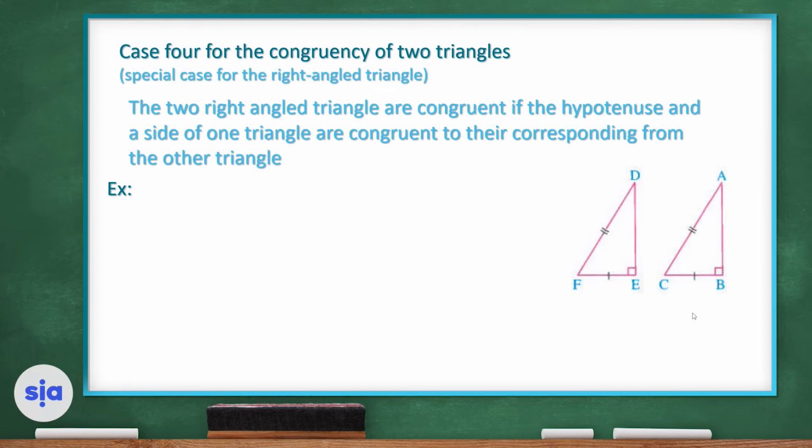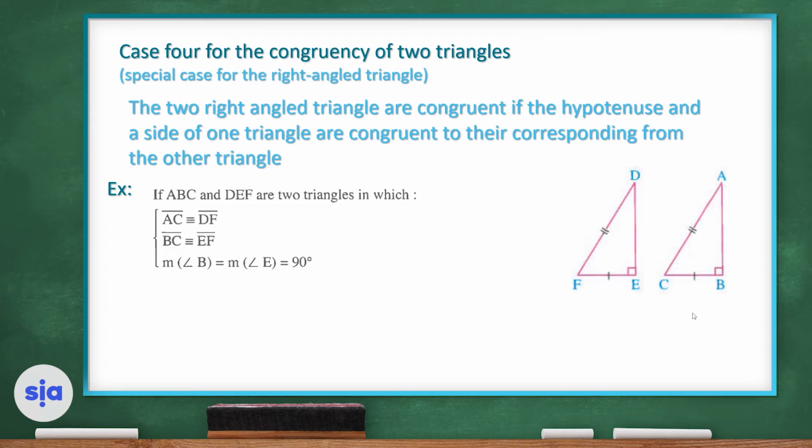As you can see here in these two triangles, AC is congruent to DF, and AC is the hypotenuse of triangle ABC, and DF is the hypotenuse of triangle DEF. And also you can see that FE is congruent to CB, and it is a right triangle as angles B and E each is 90 degrees. Then these two triangles are congruent. Triangle ABC is congruent to triangle DEF, so that AB is congruent to DE, angle A is congruent to angle D, and angle C is congruent to angle F.